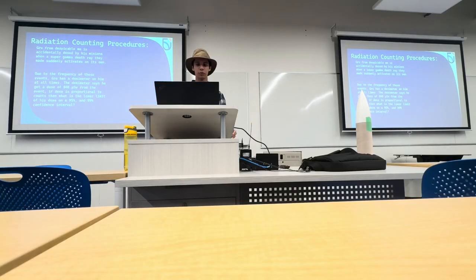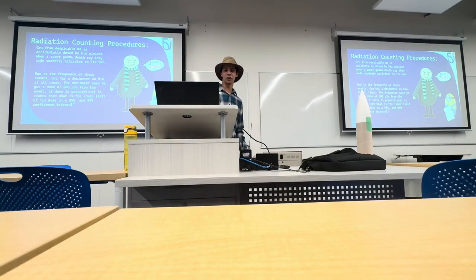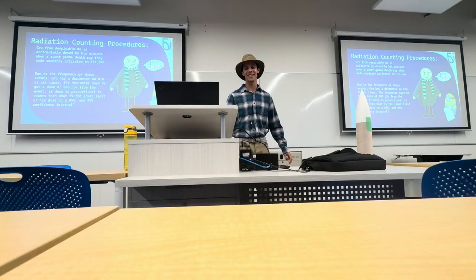This one is Gru from Despicable Me, accidentally dosed by his minions when a super gamma death ray they made suddenly activates on its own. Due to the frequency of these events, Gru has a dosimeter on him at all times. The dosimeter says he got a dose of 848 microsievert from the event.